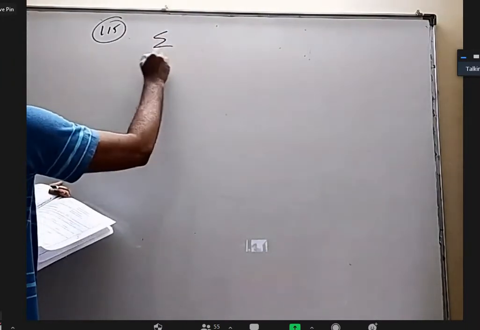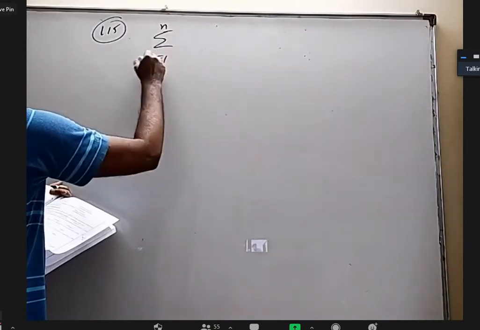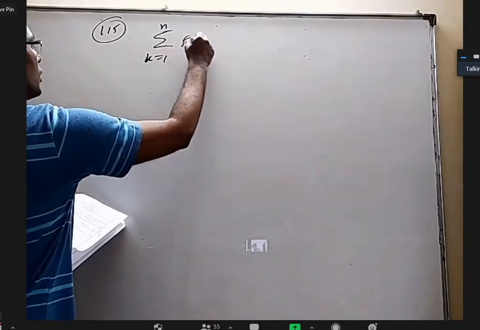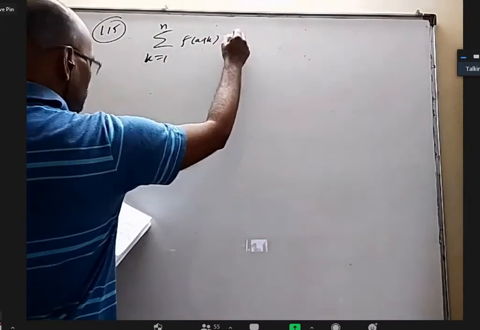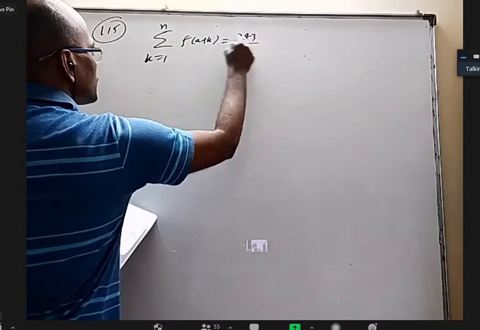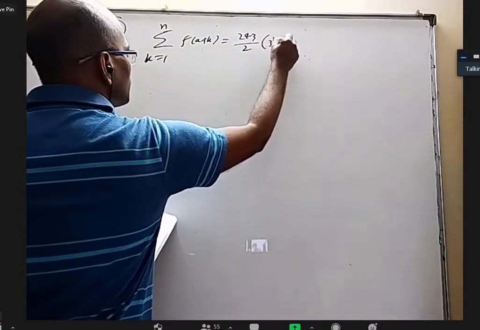Okay, 115. Sigma k equal to 1 to n, f of a plus k is equal to 243 by 2 into 3 power n minus 1.